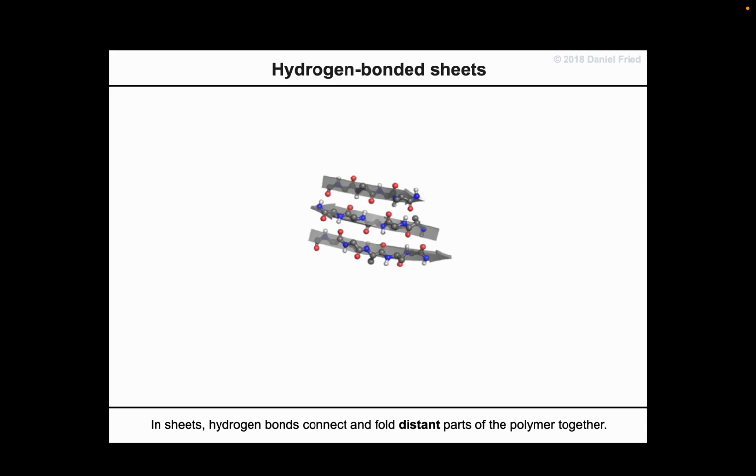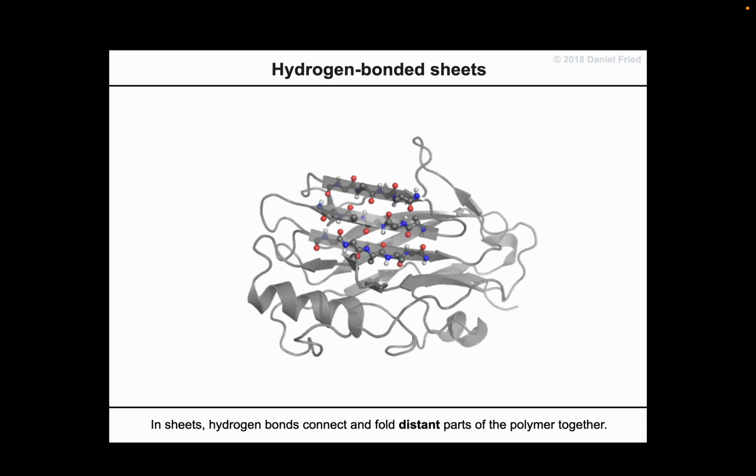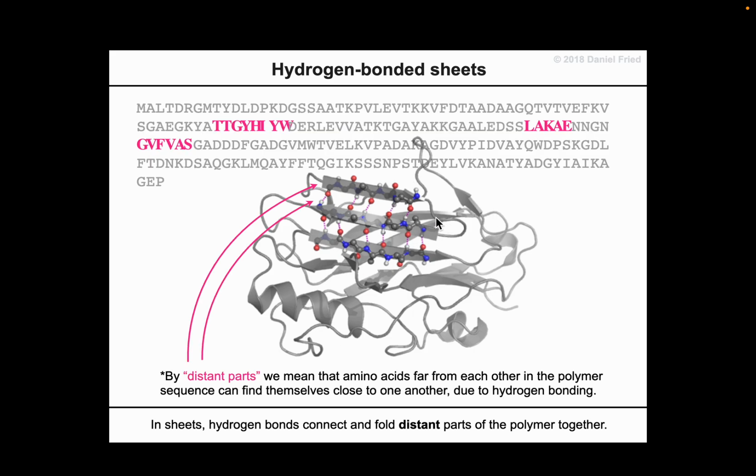This is secondary structure. Now, as you can clearly see, there are a lot more bonds over here and here. By distant parts, we mean far apart in the polymer sequence, which then end up close to one another due to hydrogen bonds.